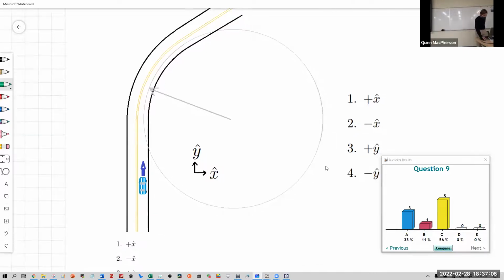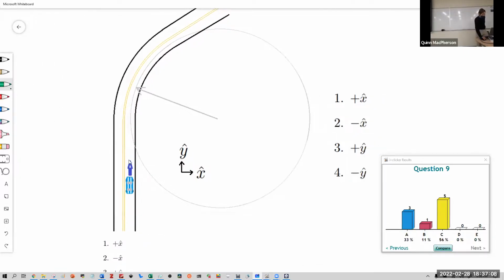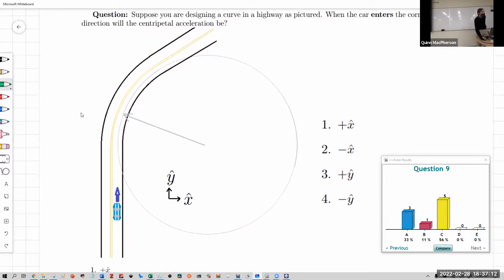So which direction are we going to accelerate? So we're going into the corner. Which direction are we going to accelerate? Acceleration is always towards the center of the circle. So we always accelerate that way. Just as we're going, we always have to accelerate towards the center. Towards the center. Sound good? Questions?